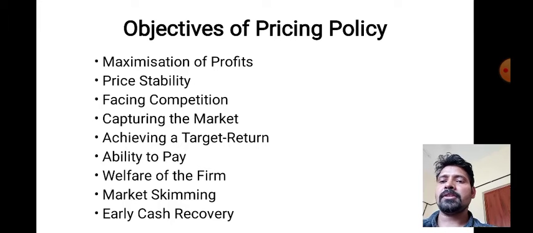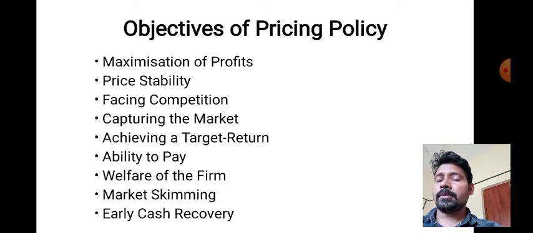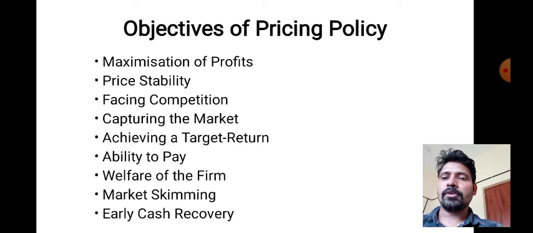First, we can look at the first objective of the pricing policy, that is maximization of profits. Any firm or industry's ultimate goal is maximization of profits. So pricing policy also has the objective of maximization of profits. Therefore, it sets a judicious price for its products or services in order to be competitive, in order to be fair, and it should be easily accessible to the consumers. Therefore, a firm or industry always keeps in mind the objective of maximization of profits. Profits alone can lead the firm or industry into the future.